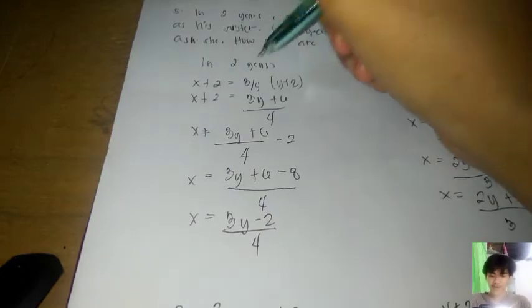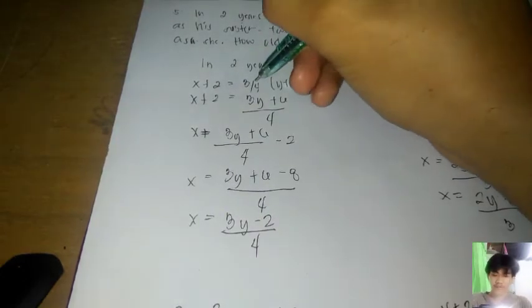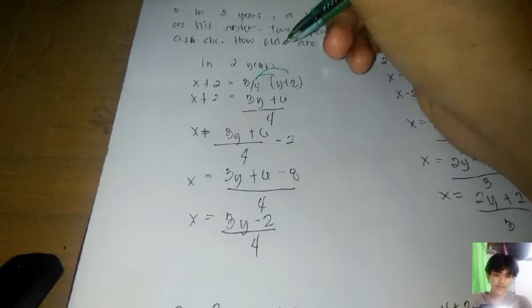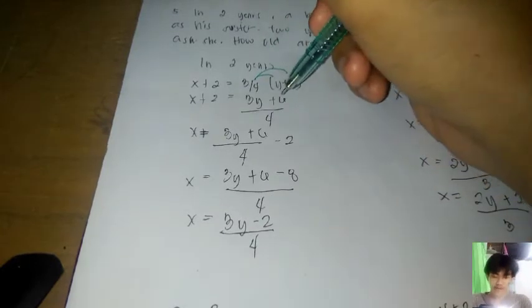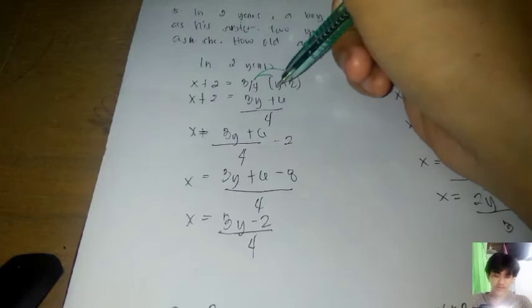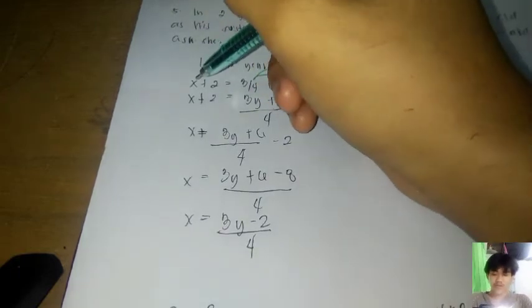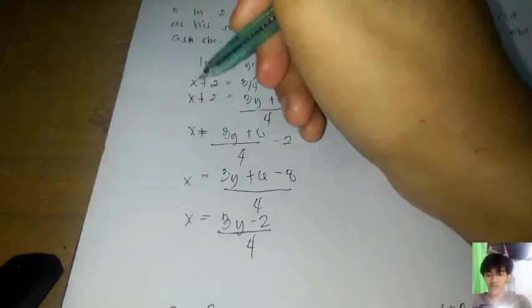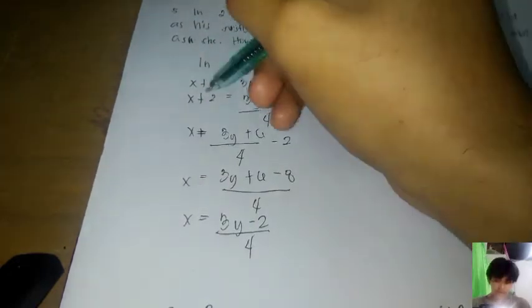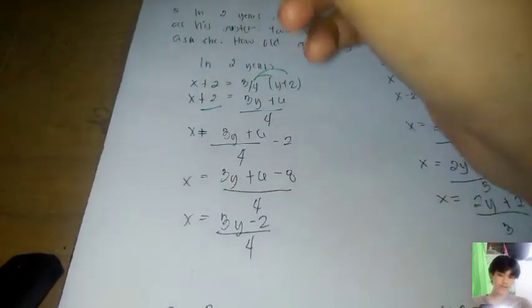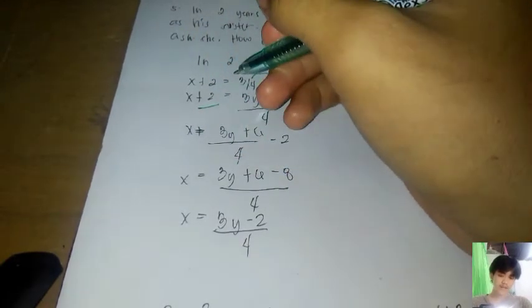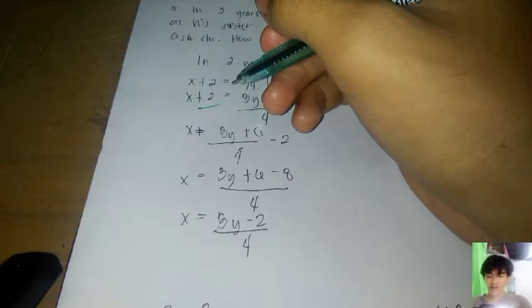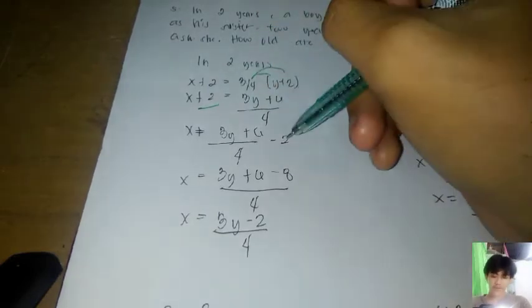So let's distribute the 3/4 to y plus 2. So we have (3y plus 6) over 4. Let's just copy the x plus 2. After that, we need to transpose the positive 2 to the other side. So we copy the x, which equals (3y plus 6) over 4 minus 2.